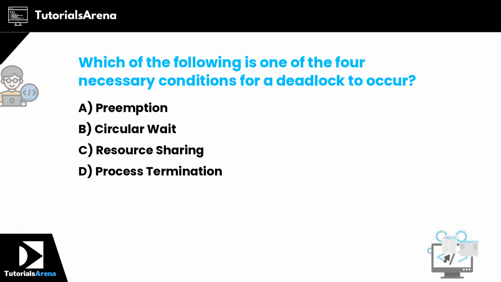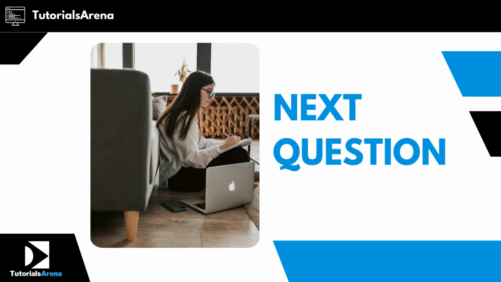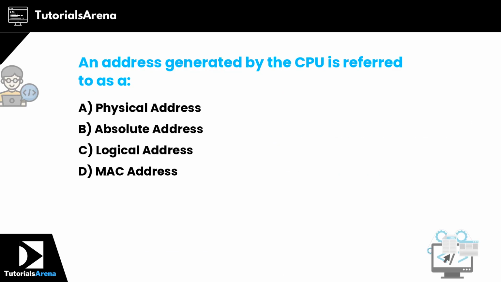Which of the following is one of the 4 necessary conditions for a deadlock to occur? The correct answer is option B, circular wait. An address generated by the CPU is referred to as a. The correct answer is option C, logical address.